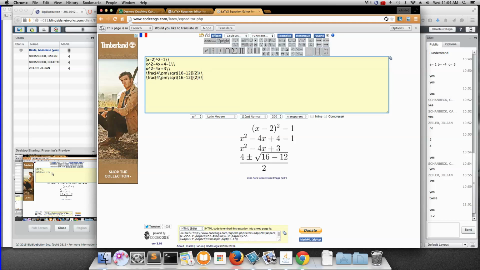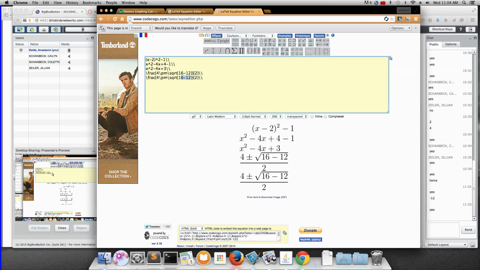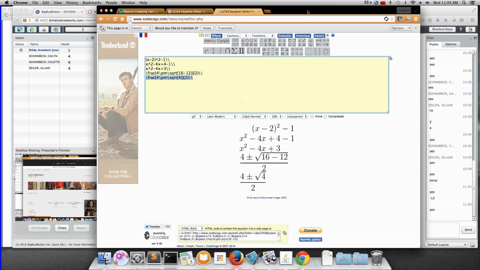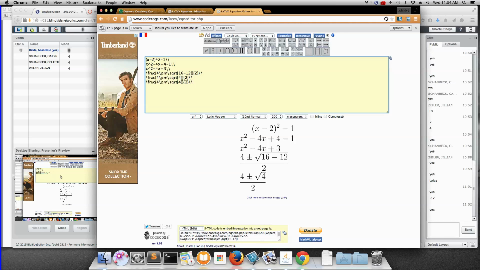All right. 16 minus 12, that's the same as 4. So really what I'm dealing with is the square root of 4, which is 2. And then let's take the plus version first. What is 4 plus 2, and then divide that number by 2?